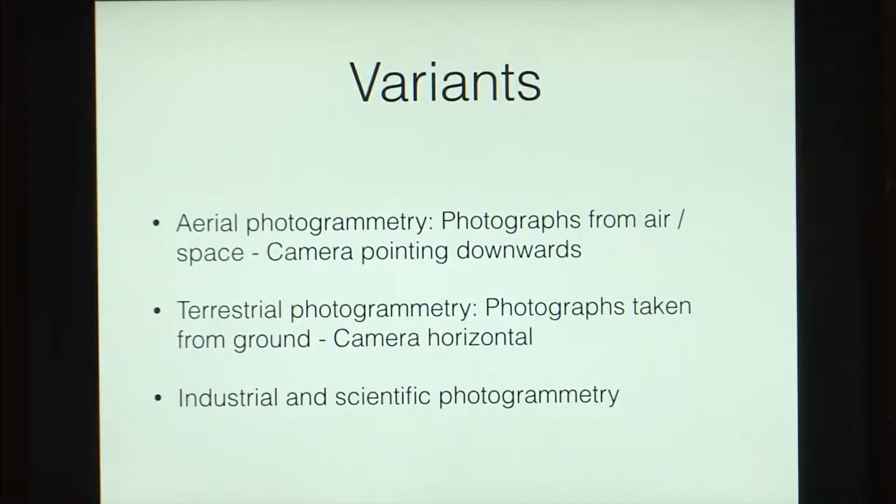Now, what are the variants in these cameras? So, coming back to the slide. The variants in the science of photogrammetry, we have 3 things. We have aerial photogrammetry, which involves taking photographs from air or space, in which case the camera would be pointing downwards. We would be having terrestrial photogrammetry, in which we have photographs taken from ground, in which the camera is horizontal, and we have industrial and scientific photogrammetry, which is used in the case of industrial applications.